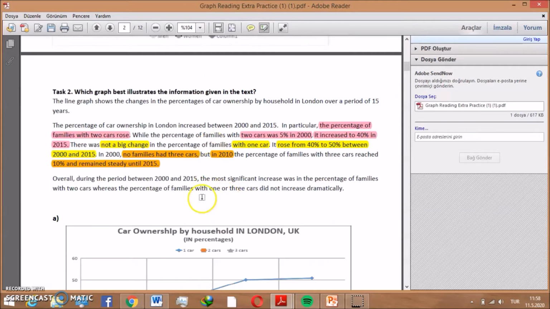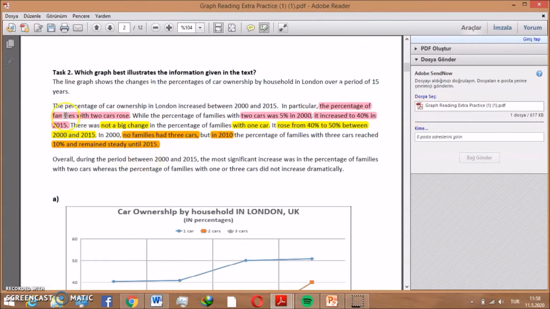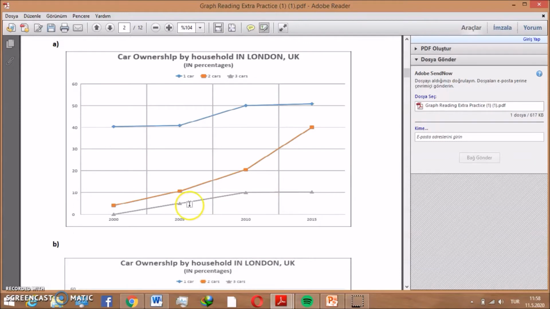So let's check task 2. This is a line graph. And we start reading. The line graph shows the changes in the percentages of car ownership by household in London over a period of 15 years. Okay. The percentage of car ownership in London increased between 2000 and 2015.